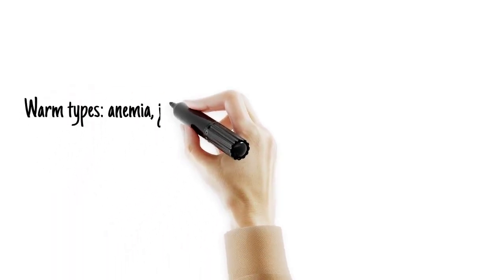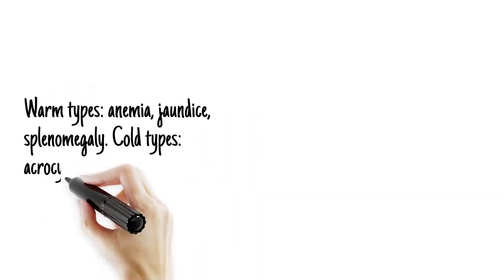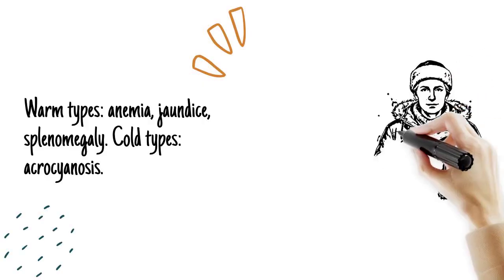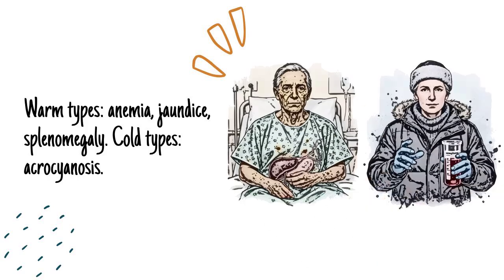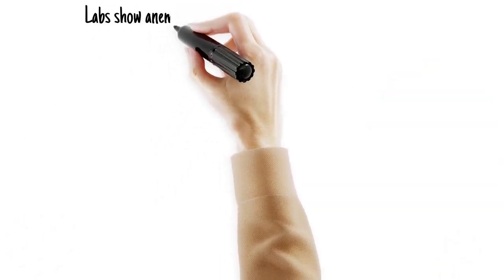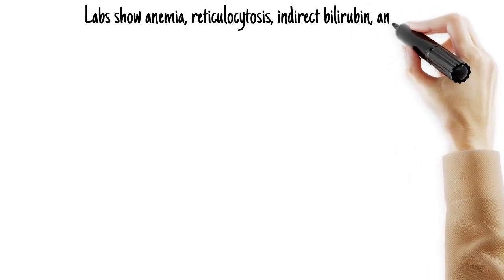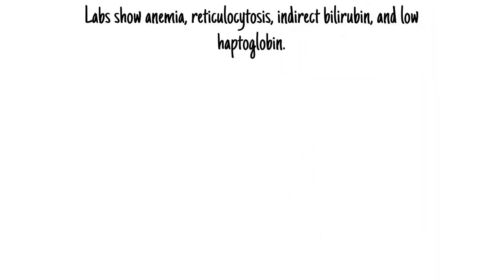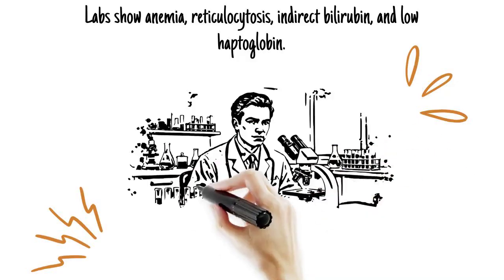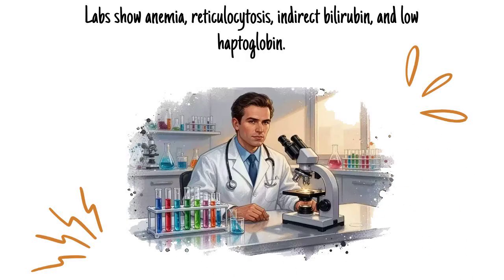Warm types present with anemia, jaundice, splenomegaly, and evidence of hemolysis. Cold types can cause acrocyanosis, hemoglobinuria upon cold exposure, and symptoms are often exacerbated by cold. Laboratory findings include anemia, reticulocytosis, increased indirect bilirubin, low haptoglobin, and characteristic DAT patterns, IgG plus for warm, C3 plus for cold. Cold agglutinin titers greater than 1 to 64 support cold type.